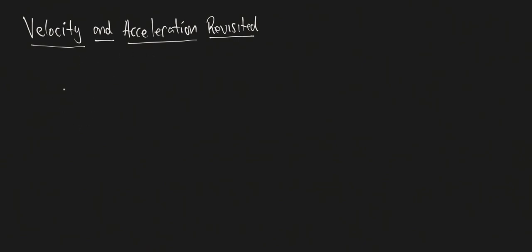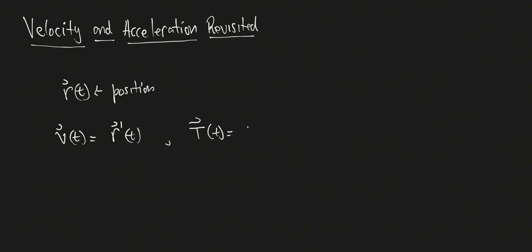Let's see what we know, right? So you have your position function. And we know that the velocity is equal to the derivative of position, right? Well, the unit tangent vector, so our unit tangent vector is equal to, remember how we found this? We would find the derivative of the curve and then normalize the derivative.